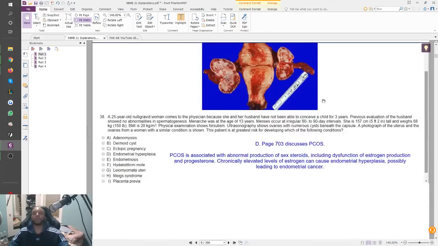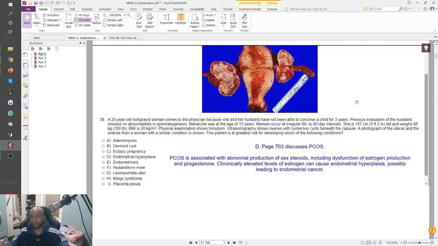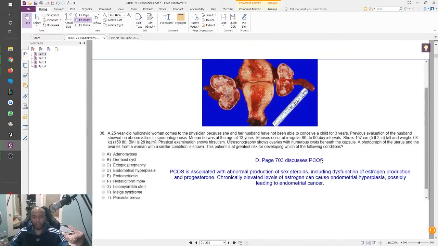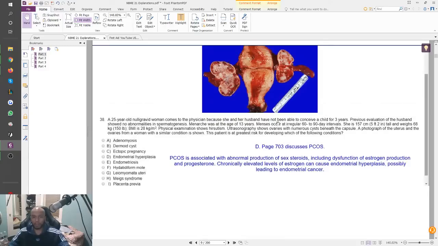You see this and you should be able to figure out the fact that we're looking at female organs here, and these are your ovaries, so something must be wrong with this patient in their GU system. A 25-year-old newly gravid woman comes to the physician because she and her husband have not been able to conceive a child for 3 years. So they haven't been able to conceive a child in 3 years.